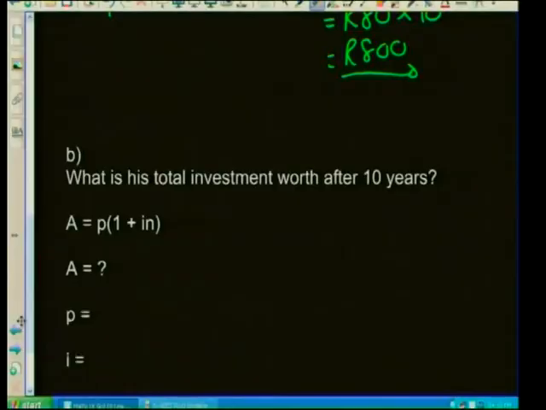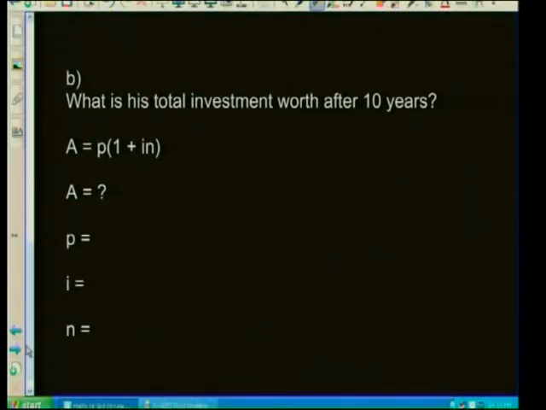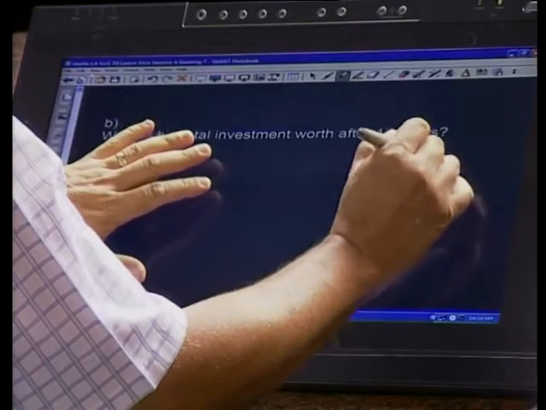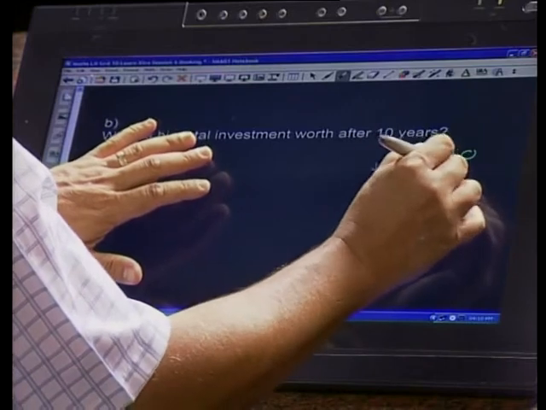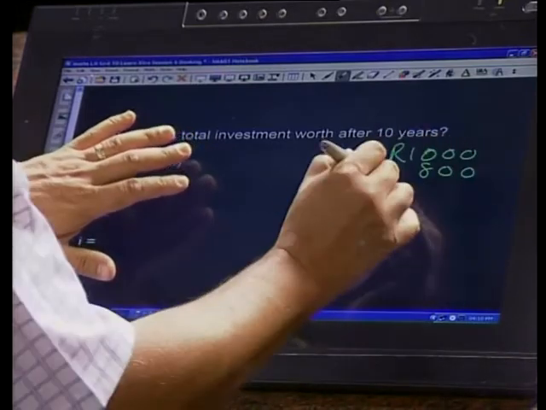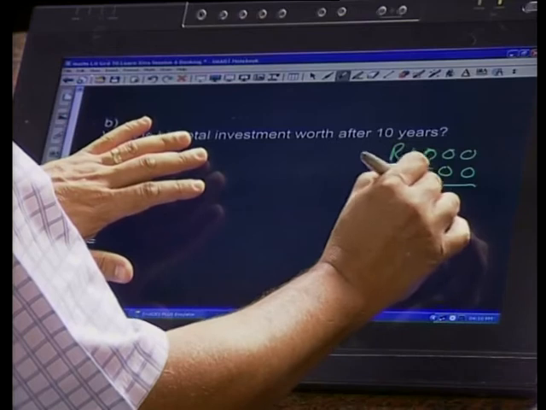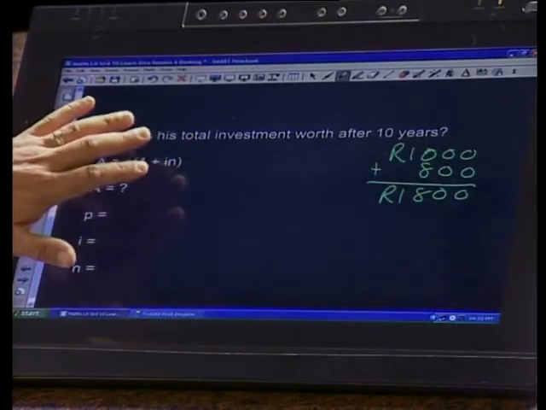The next one. What is the total investment worth after the 10 years? Now, there's this formula here, and I'm going to cover it up because I'm going to try and do it logically. How much money did he invest? He took 1,000 rand. So he's got this 1,000 rand, and we've already calculated that he earned 800 rand. So at the end of the 10 years, he should have 1,800 rand.